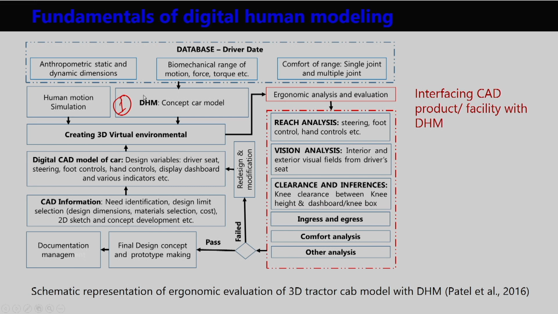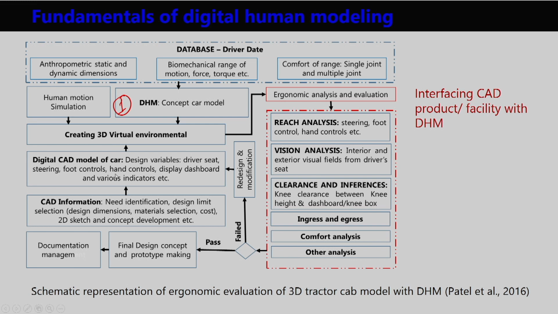That may be a percentile digital human model, or a subject specific digital human model. Now, after making the digital human models ready, we are also developing the digital mock-up or digital model of the car. For that purpose, what information is required? CAD related information, need identification, design limit selection, design dimension, material selection, cost, 2D sketches, concept development. So, various information is required before developing the CAD model of the product, here particularly the vehicle.